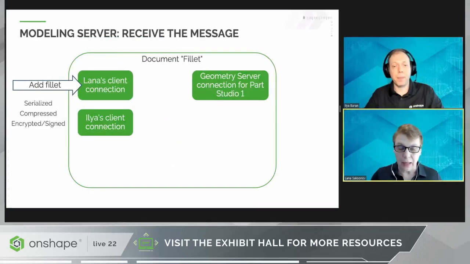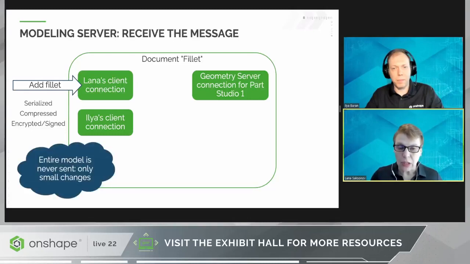Every client connected to this document communicates with the same modeling server. In this case, there are two clients working in this workspace with this part studio simultaneously. Messages from the client to the modeling server are serialized, compressed, encrypted, and signed to keep communication secure and efficient. Here, the modeling server receives a message to add the fillet feature with parameters and edge selection information.